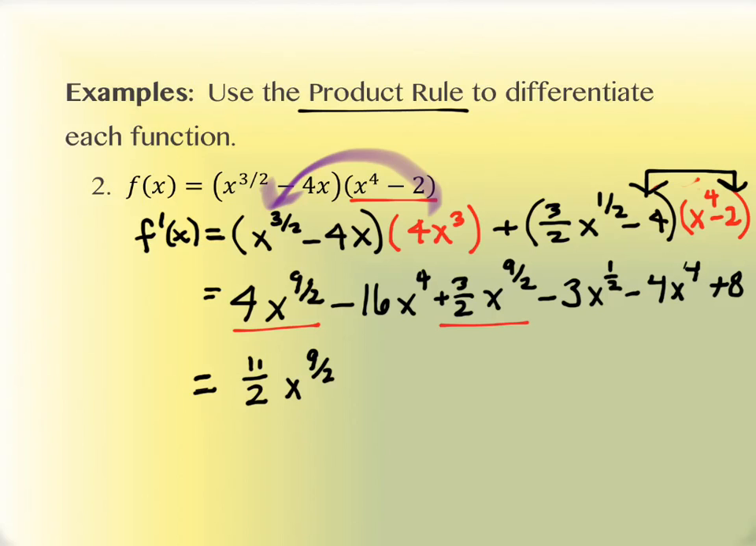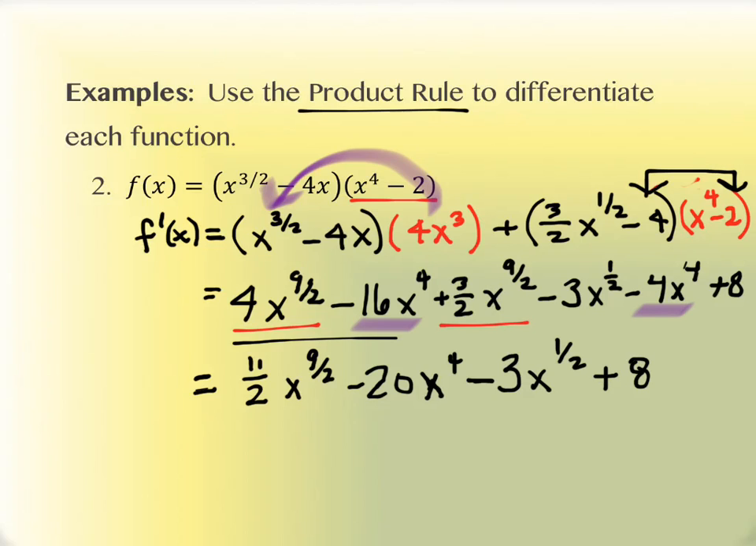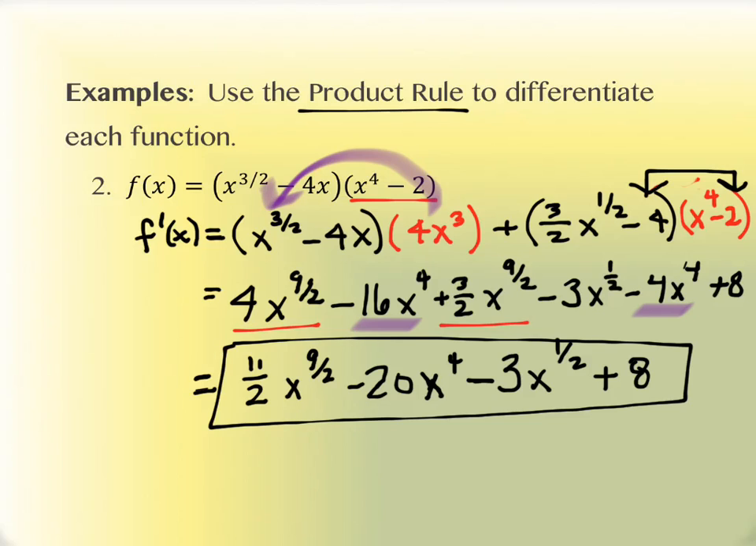Oh, there is one more thing I can combine. I didn't see it. Isn't there? Those two. Yeah, there you go. What is that one going to give me? Right, -20x to the 4th. Perfect. Now what? I think the other 2 pieces are just going to be what they are, right? Yeah. 3x to the 1/2 and +8. So this is my derivative for the original f of x function. All right.